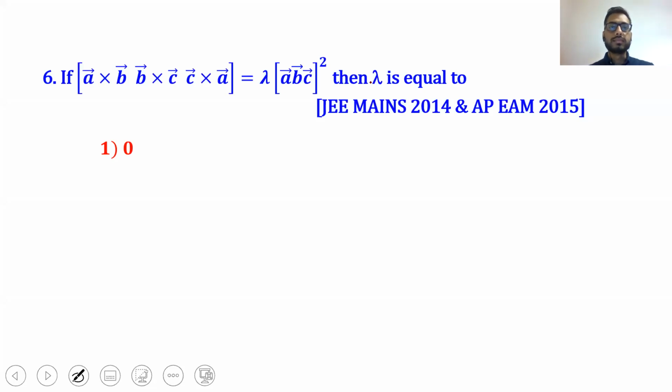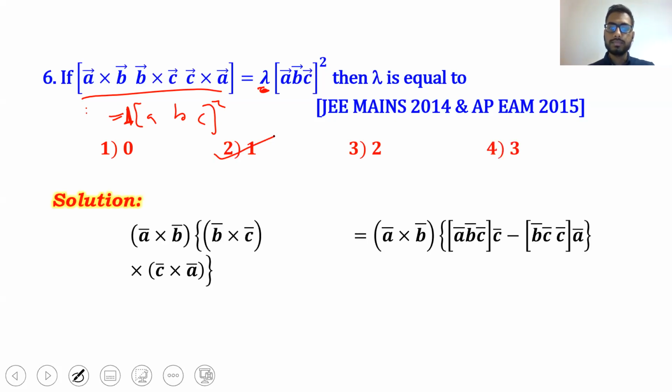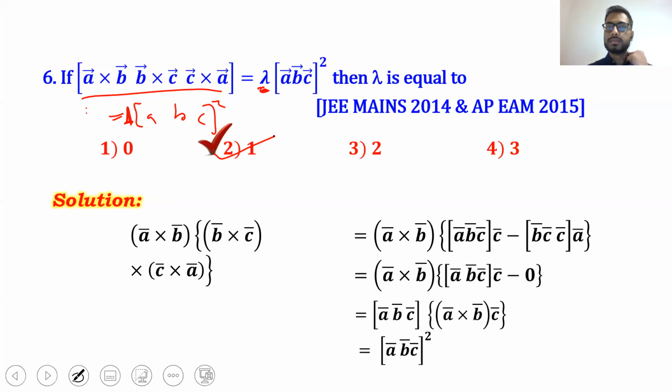If this is given equal to lambda times ABC square, then lambda is equal to... So no need to solve this. As I've already said, value of this term is equal to ABC the whole square. But in this particular case, lambda is also written. So what should be lambda? It should be 1. So directly you can write option 2 is your correct answer without solving. If you want to solve, you can expand and get your answer.